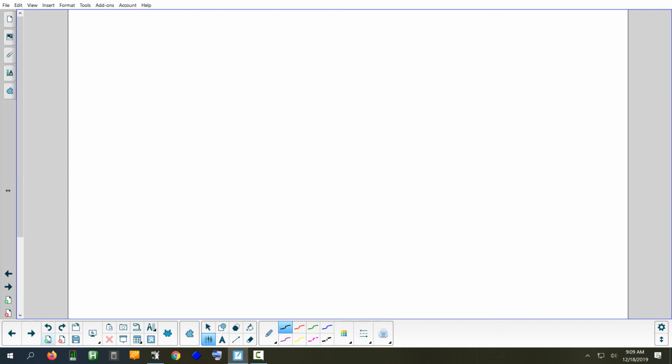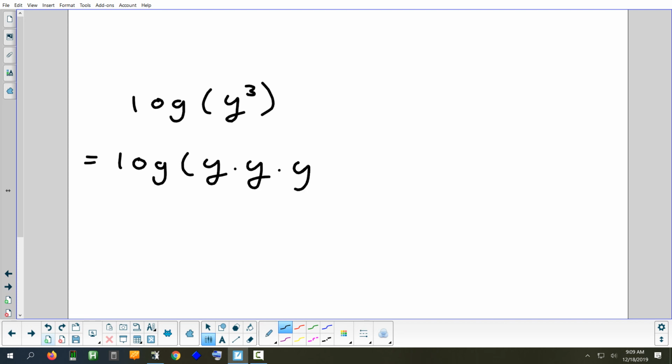Let's look at it. I want to show you something first, and then I think you'll see what the pattern is for rule 3. Let's say you had log of y cubed. What does y cubed mean? If you had to explain that to somebody that doesn't understand what it means to put a number up higher on something, how could you write that a different way? Yeah. Y times y. It's log of y times y times y.